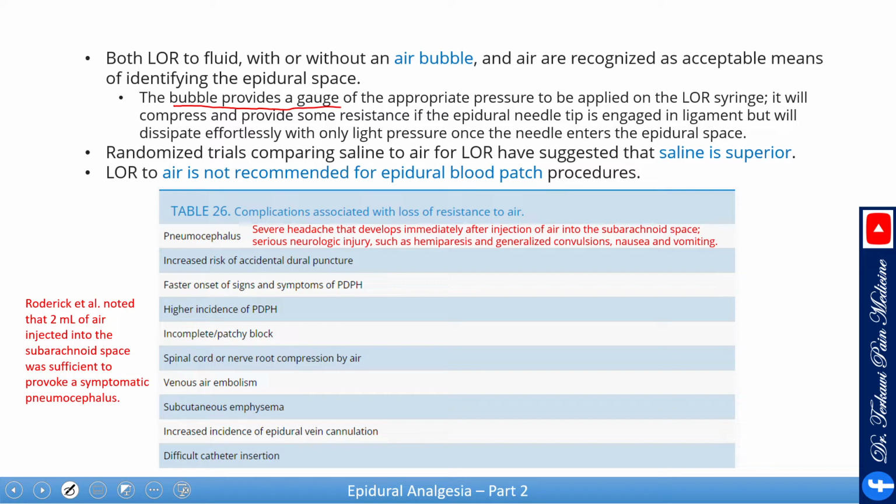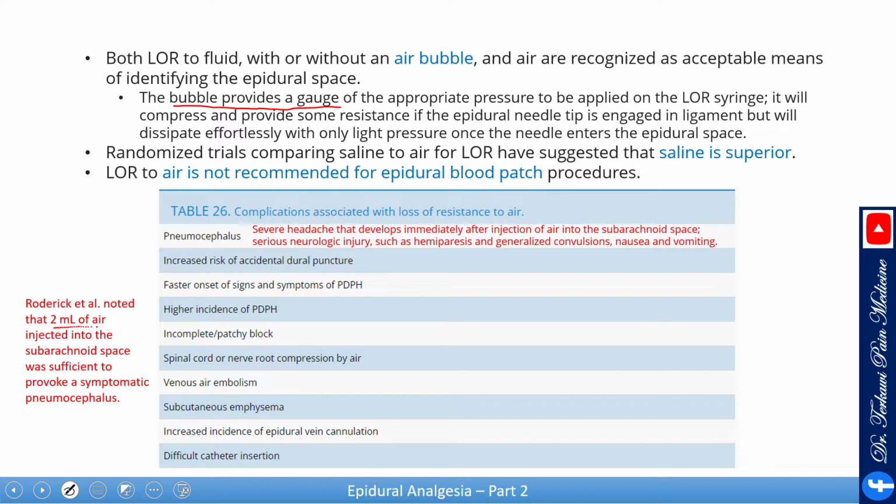The way I like, the bubble technique, so saline with a small bubble, that's my preferable way to go. Complication associated with loss of resistance to air: pneumocephalus. Pneumocephalus, interestingly, can occur even with as low as 2 ml of air if injected in the subarachnoid space.